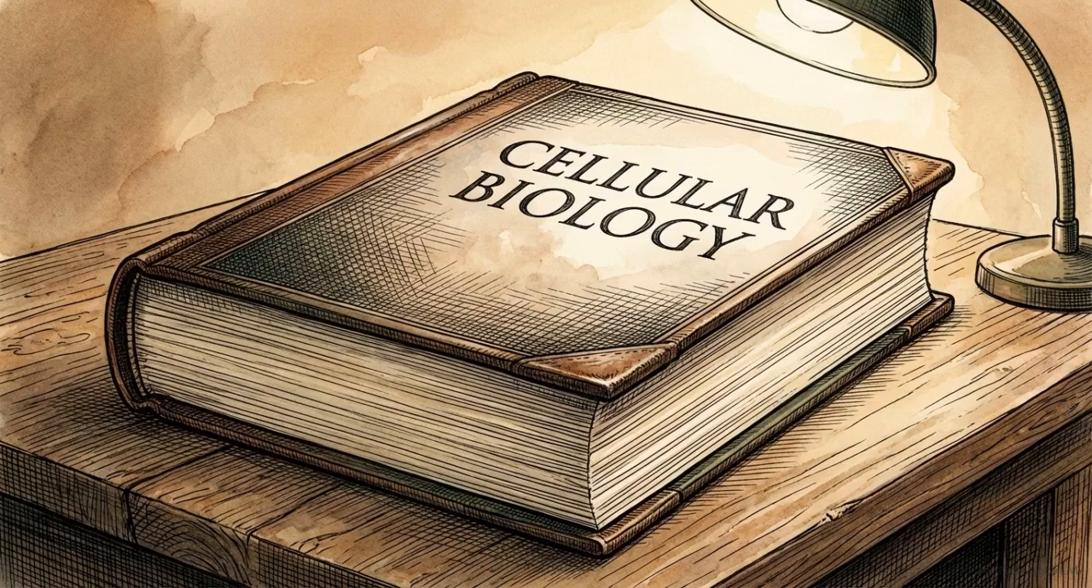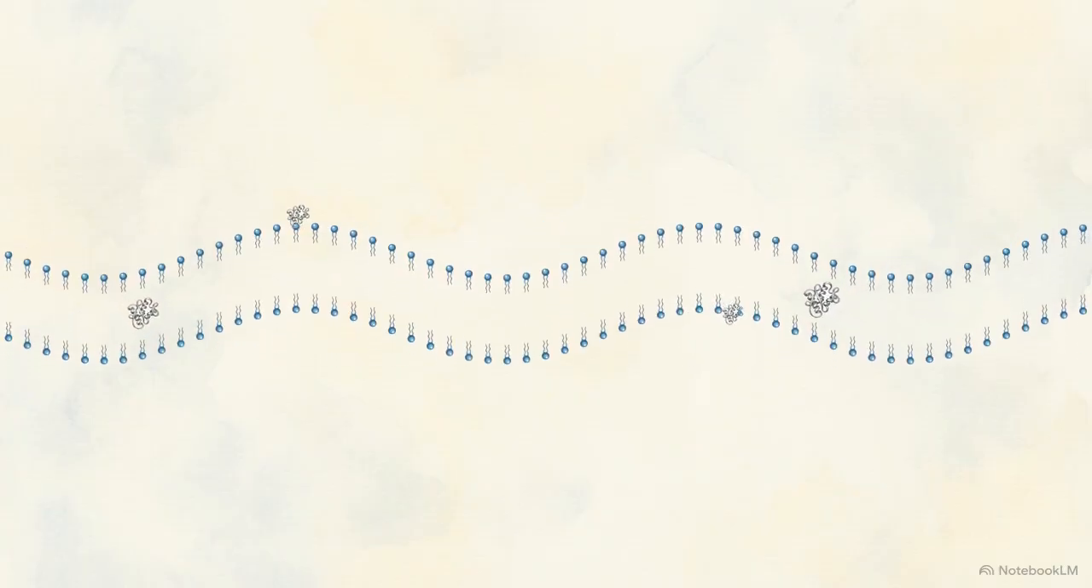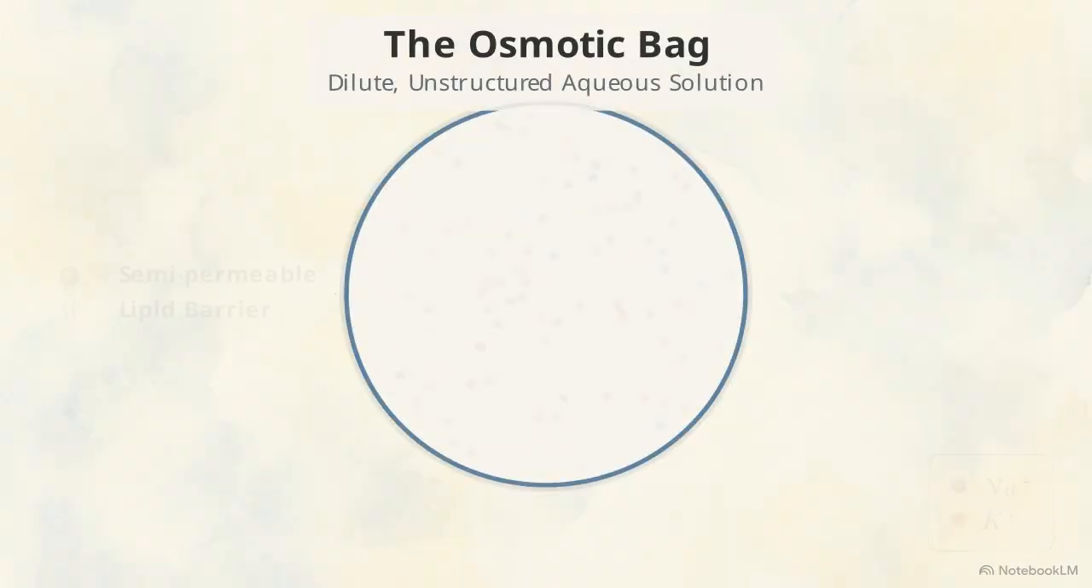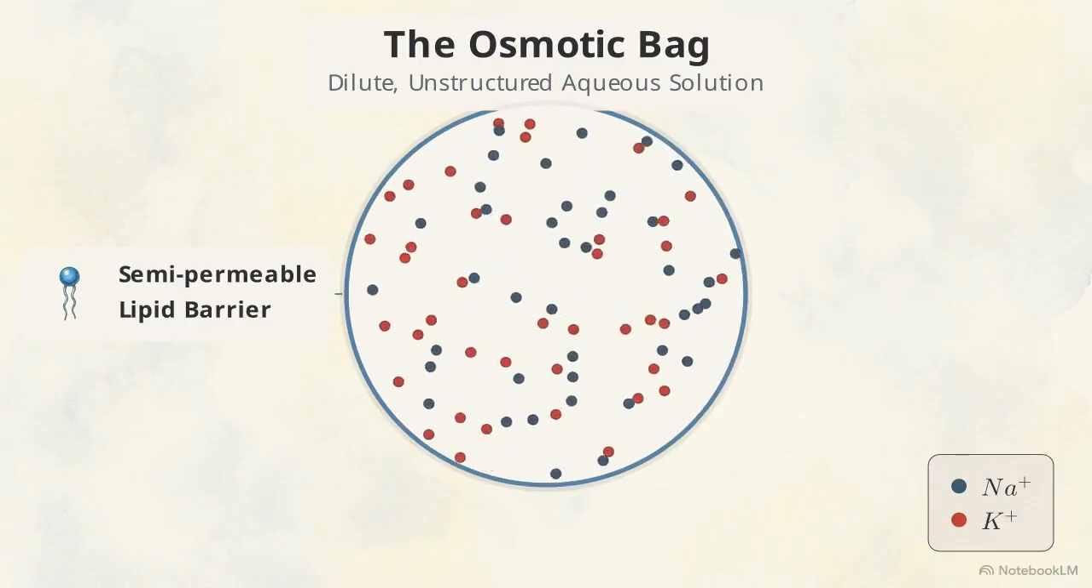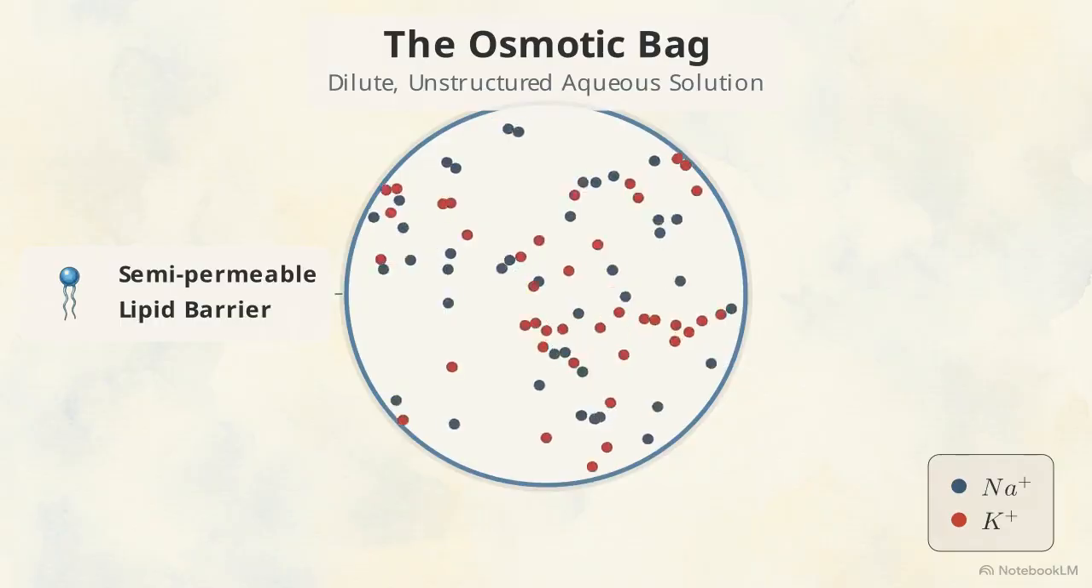Modern cellular biology rests upon a foundational concept known as the fluid mosaic model. The fluid mosaic model proposes that a cell's outer membrane is a flexible lipid sea where protein molecules float freely. This model operates on a very specific physical assumption about the interior of the cell. It views the cell as an osmotic bag, a semi-permeable lipid barrier holding a dilute, largely unstructured aqueous solution.